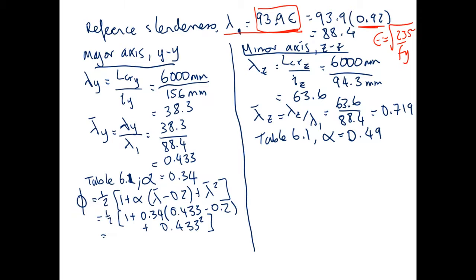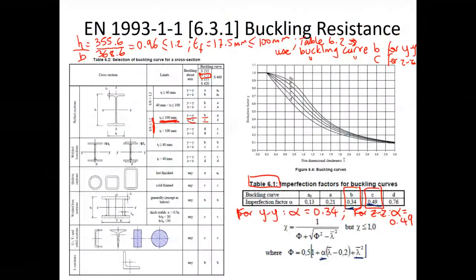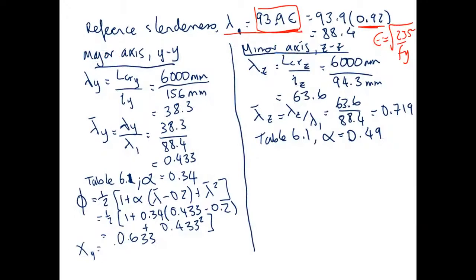Okay. So down here at the bottom, I've got 0.633 about the y-axis. And then we can put that in to get the reduction factor about the y-axis. The reduction factor is this formula here. So it's equal to 1 over phi plus the square root of phi squared minus lambda bar squared, and it's lambda about the y-axis.